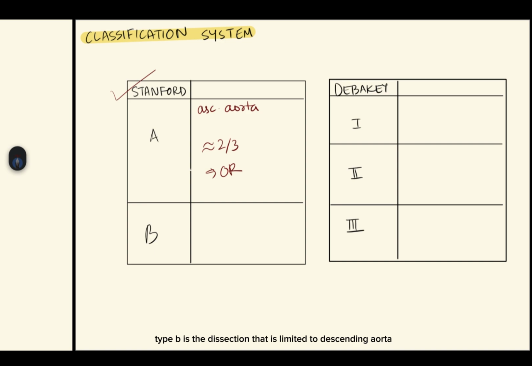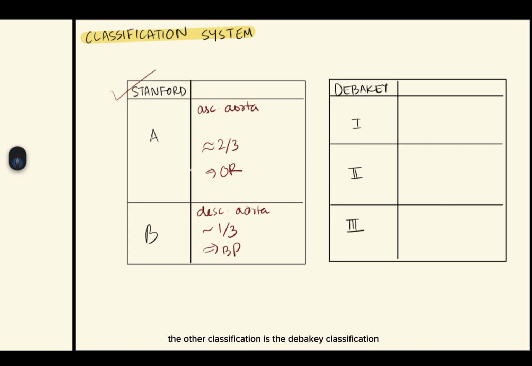Type B is the dissection that is limited to descending aorta. This is in the remaining 1/3 of dissections, and the management is mostly medical, whereby we would control the blood pressure of the patient. These patients can go to OR for surgical or endovascular repair, but it is generally reserved for complicated cases like if there is some malperfusion, rupture, or rapid expansion of the dissection.